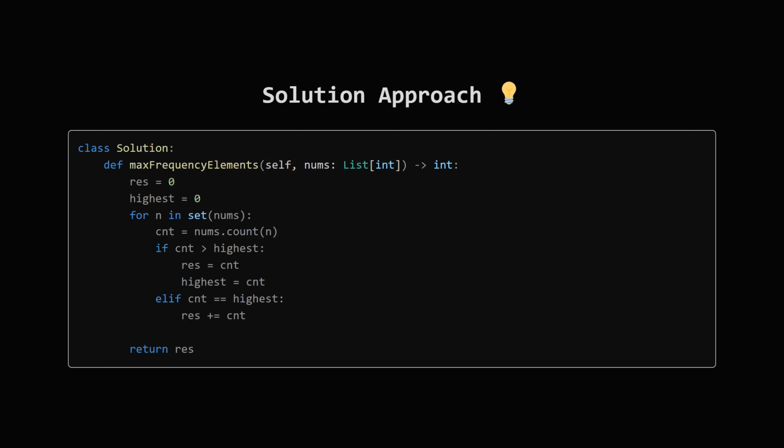Here's my solution. I initialize res and highest to 0. Then, I iterate through the unique elements in the nums array. For each unique number n, I count its occurrences using nums.count(n). If this count is greater than the current highest frequency, I update res to this new count, and also update highest. If the count is equal to the highest frequency, I add the count to res. Finally, I return the res.